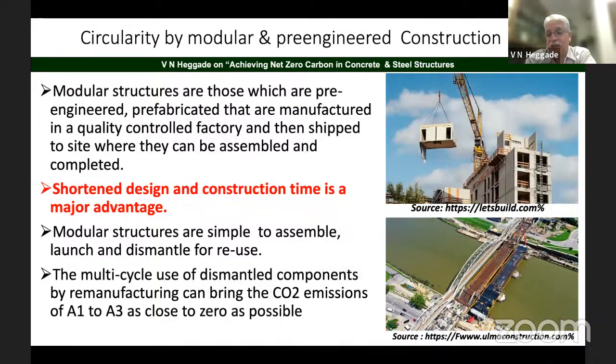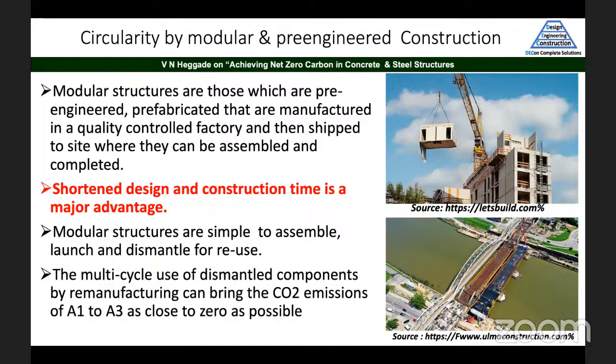Say, for example, if modular construction can make use of UHPC, ultra high performance concrete, then after 100 years, or in case of 50 years, these same components can be dismantled and reused again for that purpose. Then it doesn't emit carbon dioxide to the required level.